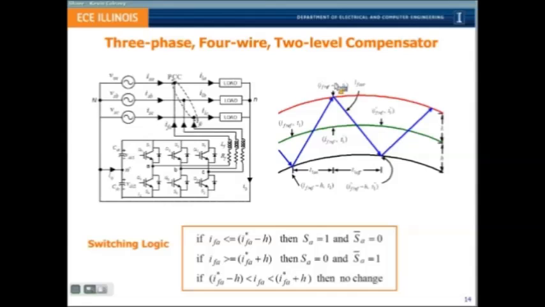So the average of this current in this interval is this. So when the band becomes smaller and smaller, this is almost equal to the reference current that needs to be tracked. But of course, it results in high switching frequency, and we'll see some of the techniques that can do away with that. So this is just the implementation in the signal processor.